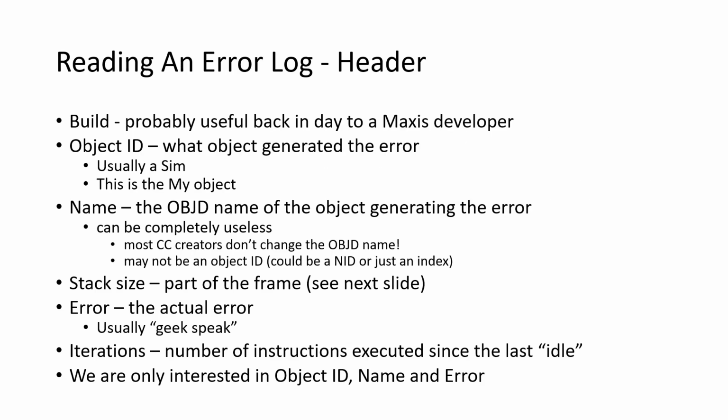So an error log has a header. It contains some useful information to Maxis, its build, and useful information to us: the object ID of what generated an error, usually a sim, the name of what threw the error, stack size, frames, the actual error, which is geek speak and we will decode some of those later, and how many iterations have been executed. As it's saying here on the main part, we're usually only interested in the object ID, name, and error.